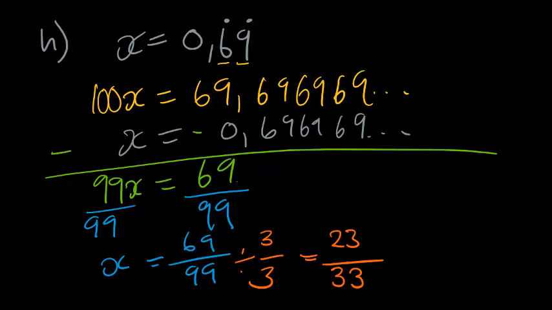Now I can check again if I can divide by 3. 2 and 3 is 5. 3 does not go into 5, and therefore I cannot divide by 3. And it doesn't matter at the bottom, right? So I'm going to check for the value of the factors of 23, and 23 is a prime number. This here is my final answer. X equals 23 over 33.